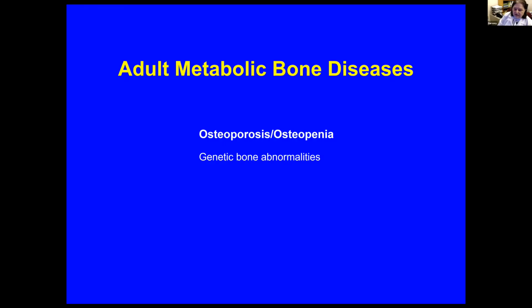And the connection of that to endocrinology is that most, if not all, endocrine diseases cause osteoporosis. So I will focus in this review on osteoporosis type of bone disease. And at the end, I probably will make time to touch on genetic bone abnormalities and not so well-known metabolic issues.